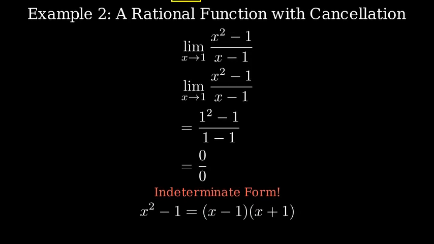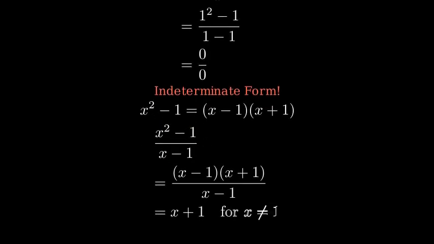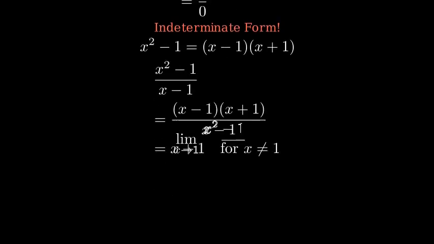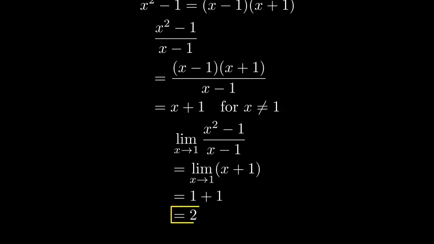X squared minus 1 can be factored as x minus 1 times x plus 1. Now we can simplify for x not equal to 1. The fraction becomes x minus 1 times x plus 1 divided by x minus 1, which simplifies to x plus 1. Now we can find the limit as x approaches 1. The limit of x plus 1 as x approaches 1 is 1 plus 1, which equals 2.